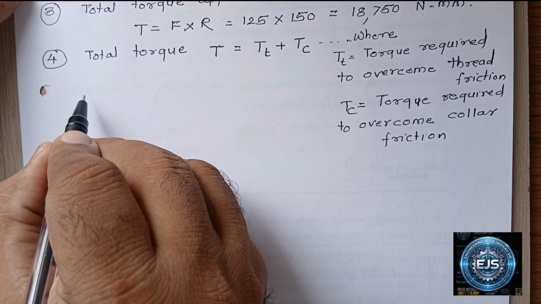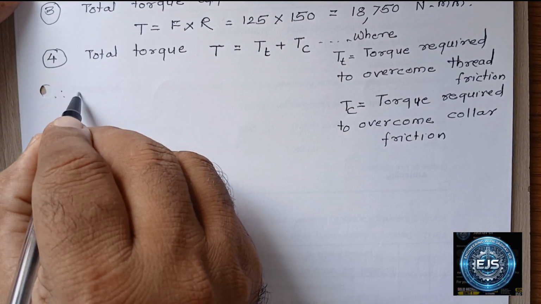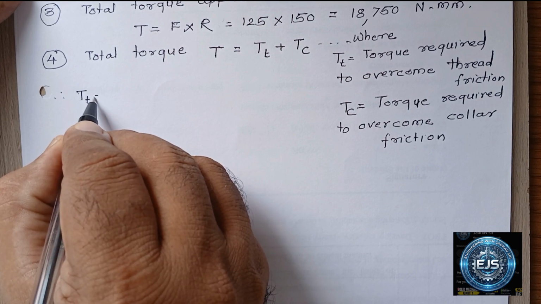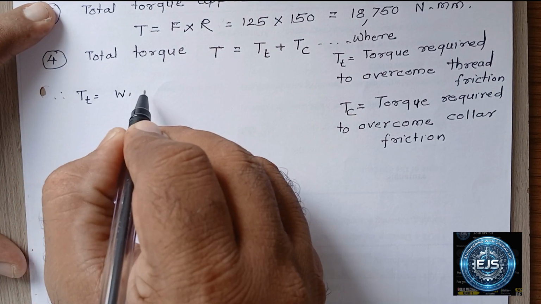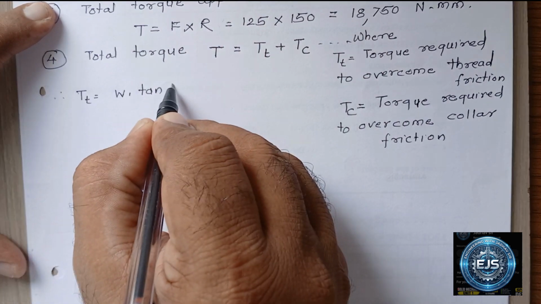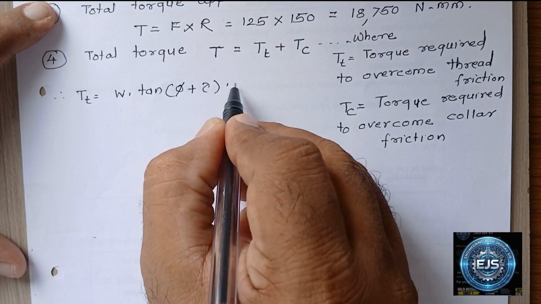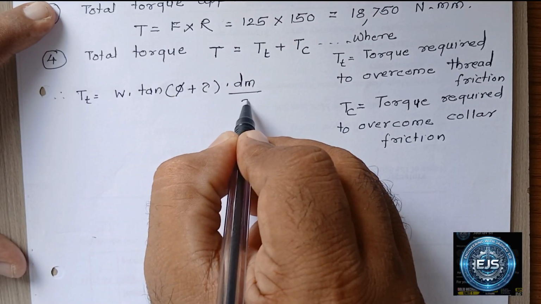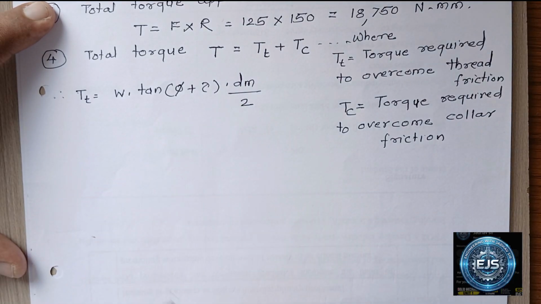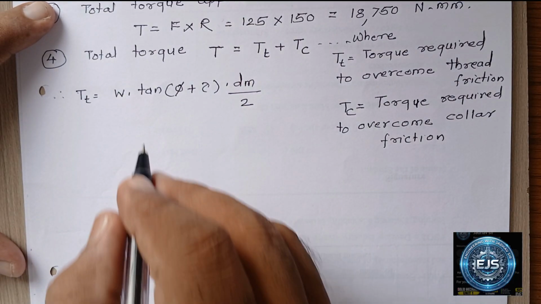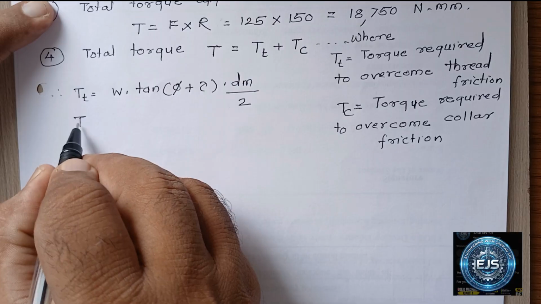So we have to calculate the torque required to overcome the thread friction. It is given by the formula W into tan of (φ + λ) into mean diameter divided by 2. So effort into mean radius is nothing but the torque required to overcome the thread friction. So putting the value, we can calculate T suffix T.